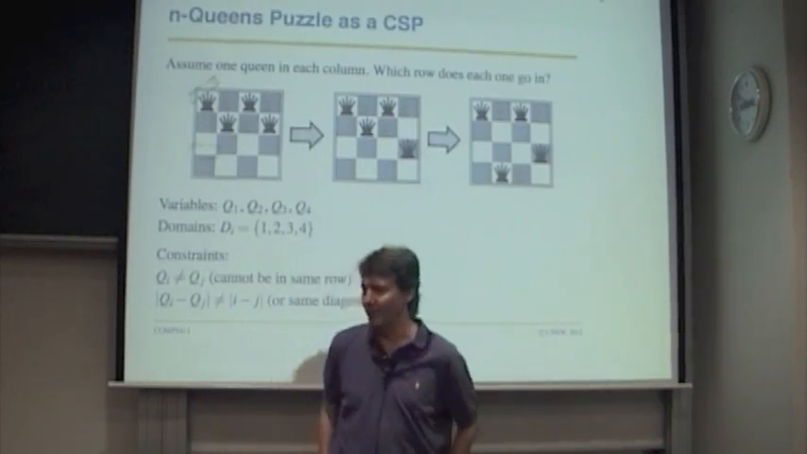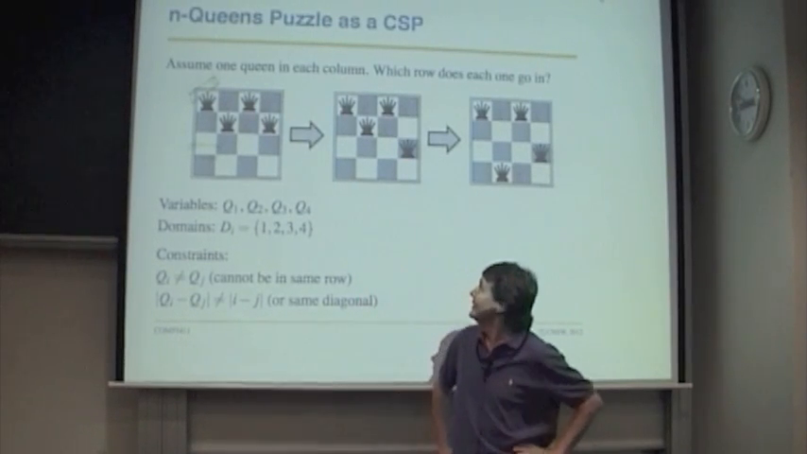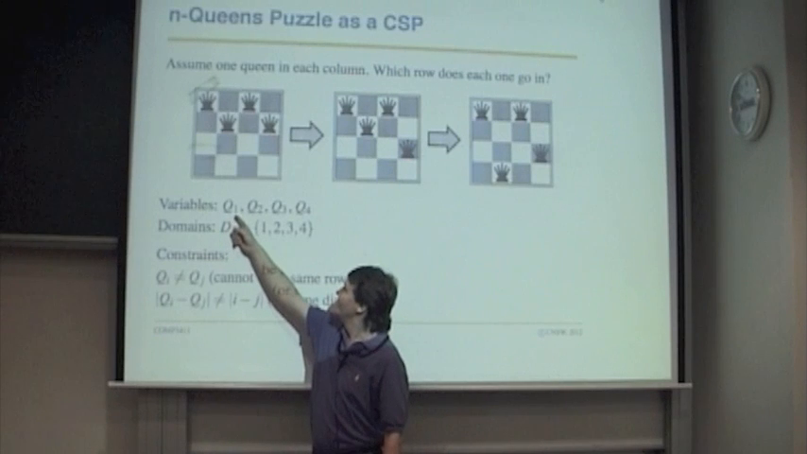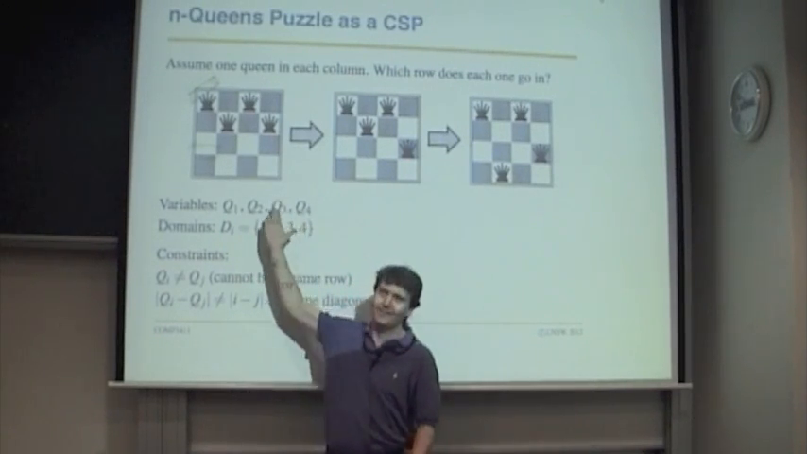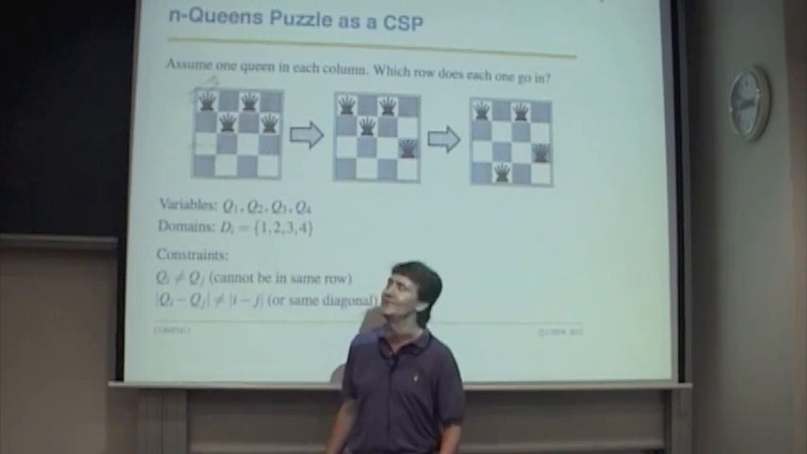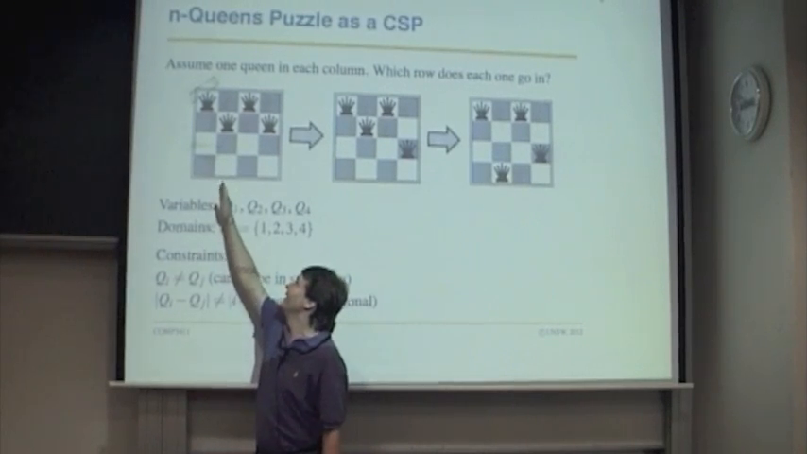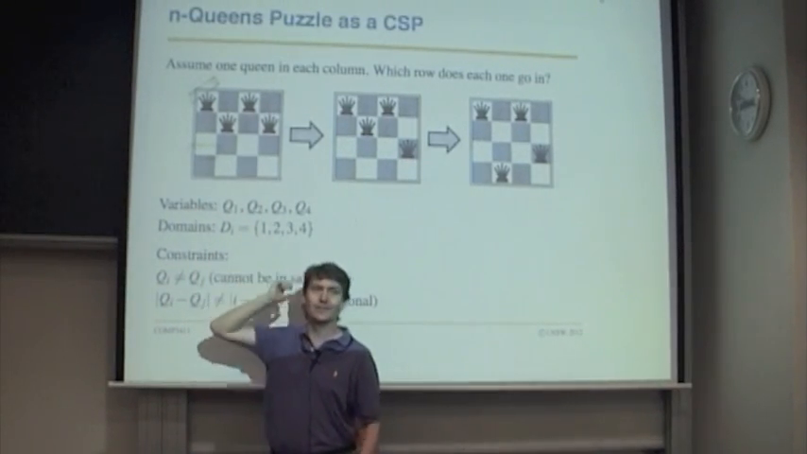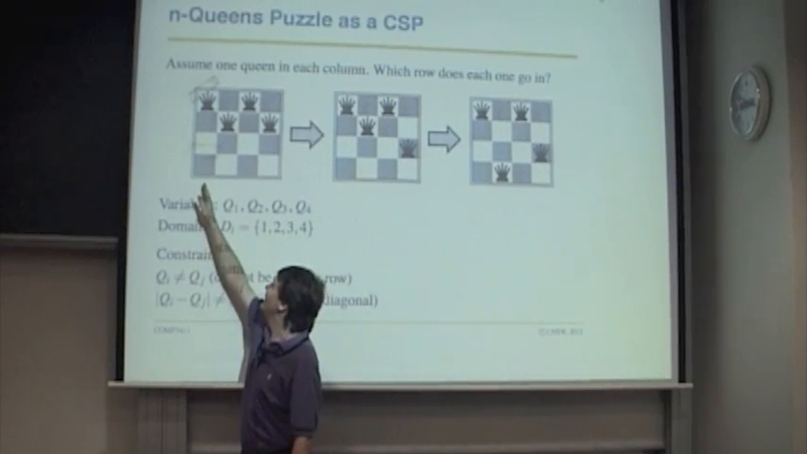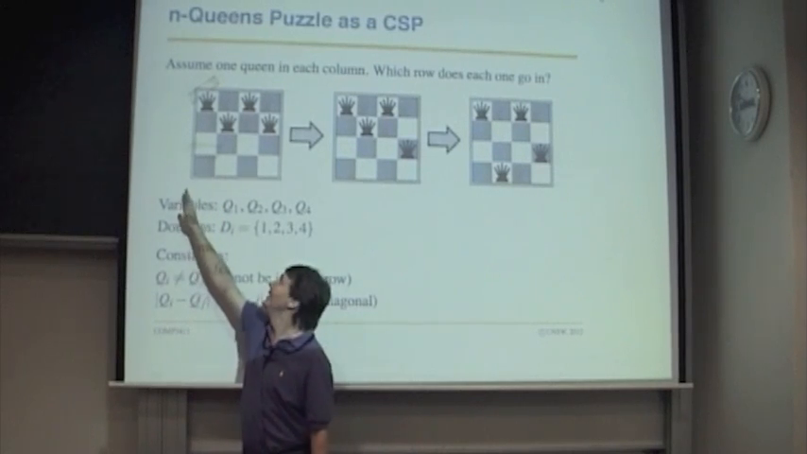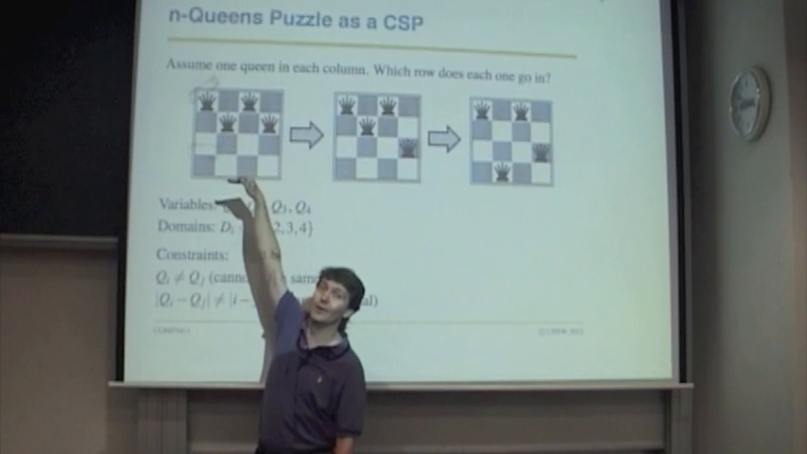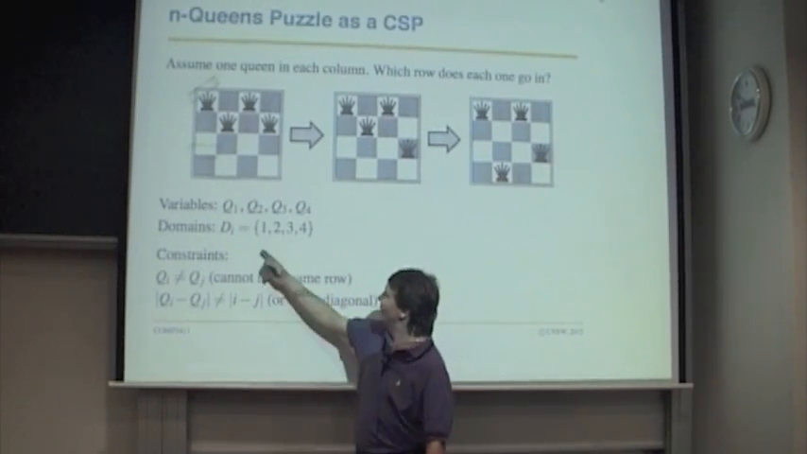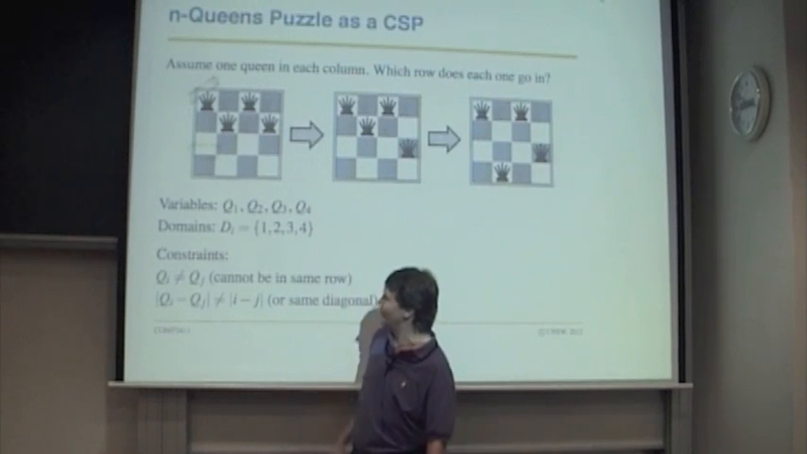So if we wanted to formalize this problem, how do we do it? Well, the variables could be Q1, Q2, and so on. We're using domain knowledge here to simplify the problem, because we know there has to be exactly one queen on each column. So we're not even going to consider a situation with two queens on a column. The variables will actually be whatever row those queens are in. So Q1 is the row of the queen on column 1, and so on. The domains are just these row numbers.